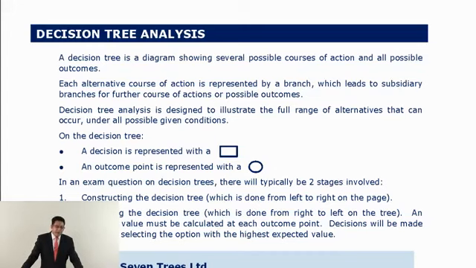A decision tree is a diagram which we draw. It's a diagram analysis which shows several possible courses of action and all possible outcomes. Okay, so it's a diagram which shows multiple decisions and multiple outcomes. For example, I'm standing here and I'm thinking what to do. If I invest in this company, what will happen? Or if I invest in that company, what will happen?